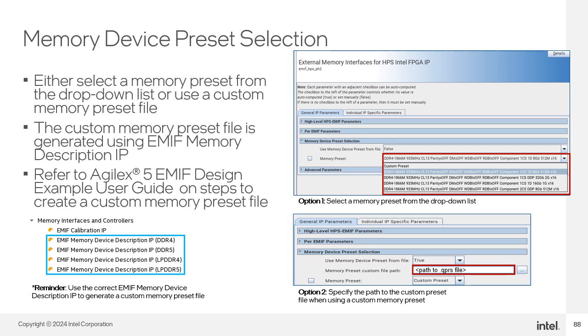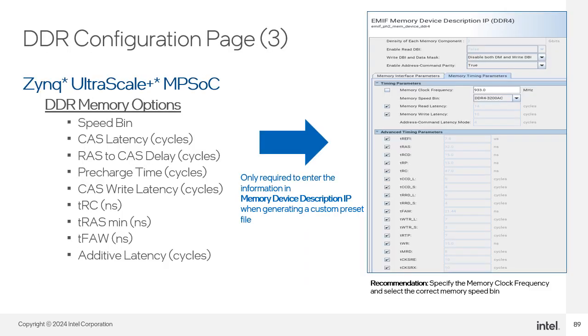Each protocol has its own memory device description IP. Remember to use the correct IP to generate the custom memory preset file for a given protocol. We will take a close look at how to map the various entries in the DDR memory options and other options to the EMIF memory device description IP. Just to reiterate, we use the memory device description IP to specify the value and save it as a QPRS file. If we are using the preset from the drop-down list, the HPS EMIF IP will use pre-specified values.